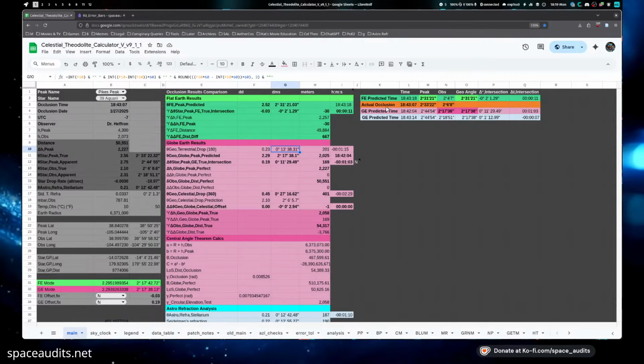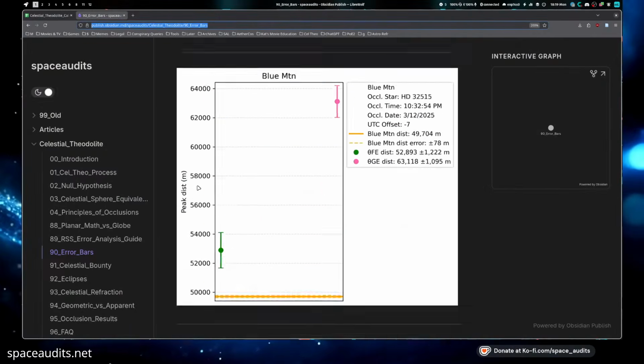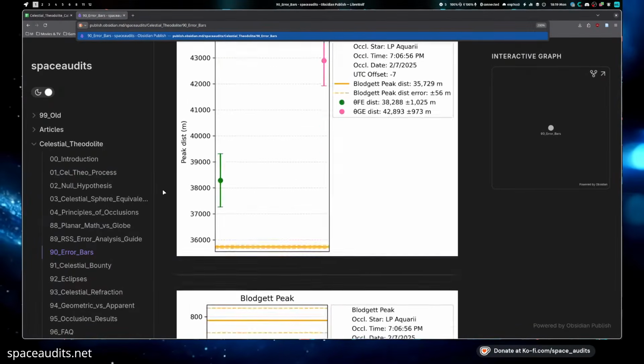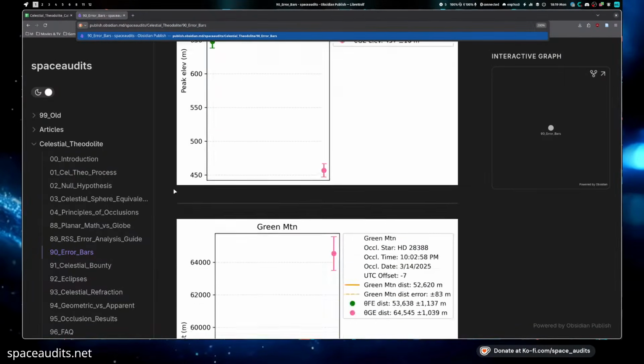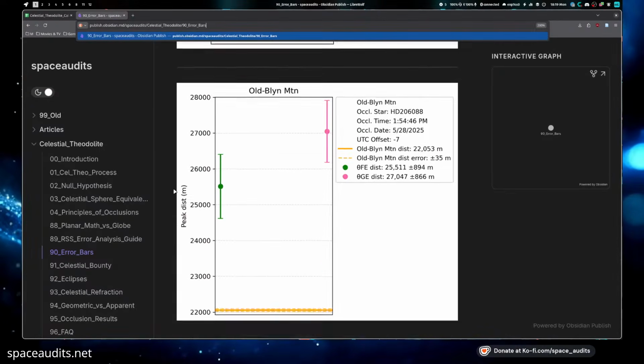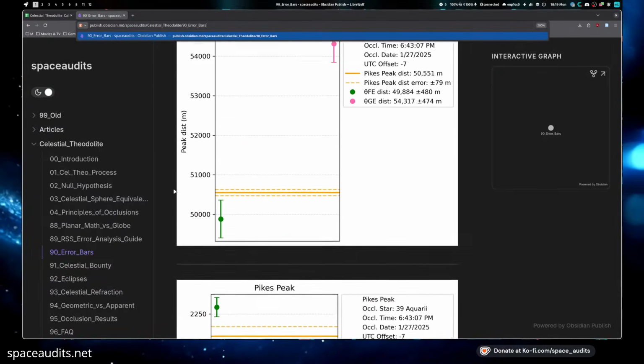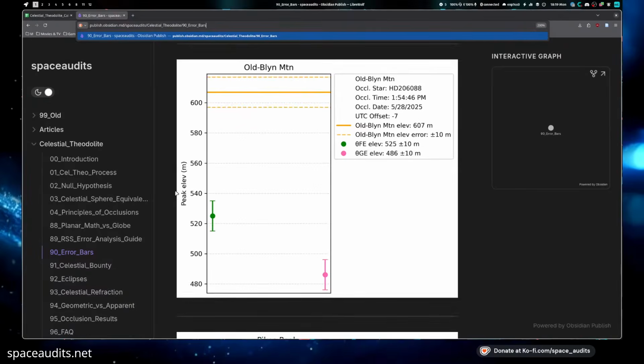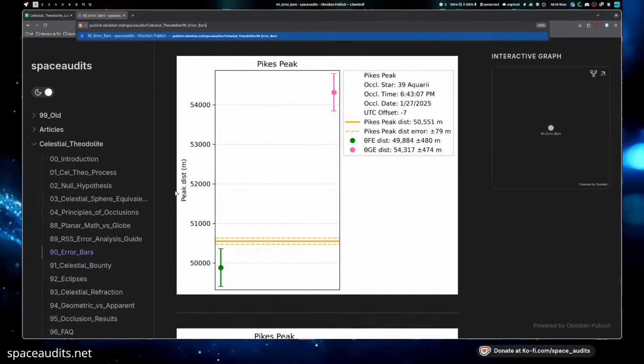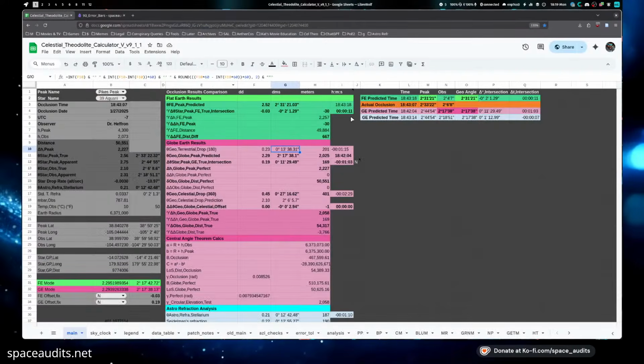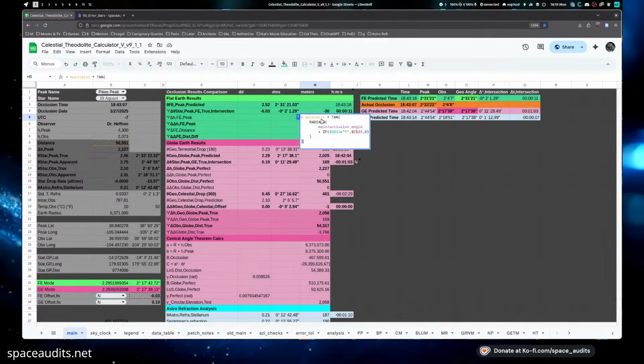So we've been over our first measurement here for Pikes Peak, and we'll take a look at some error bars for Pikes Peak as well. As I mentioned earlier, we have error bars for all of these, so we'll go over those real quick. The elevations and distances are, of course, derived from the occlusion angle.